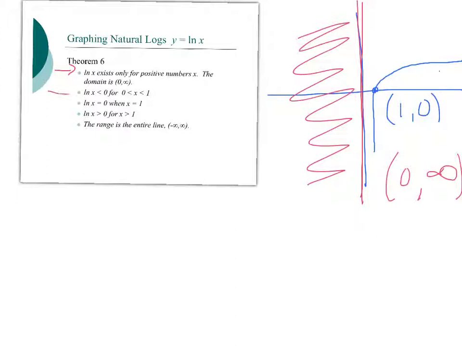Now the second one tells us that the ln of x is less than 0 when x is between 0 and 1. So that's kind of right in this area. ln of x equals 0 when x is 1, and then it's greater than 0 when x is greater than 1. So that's this part of the line. The range of the entire line, remember, is the y values. It can go from negative infinity all the way to positive infinity.